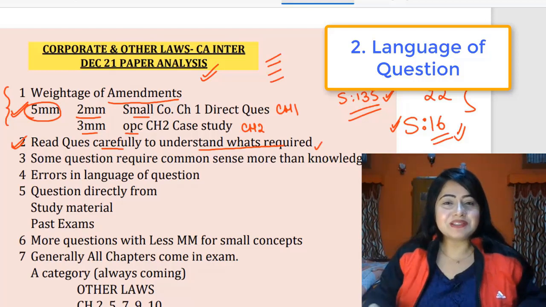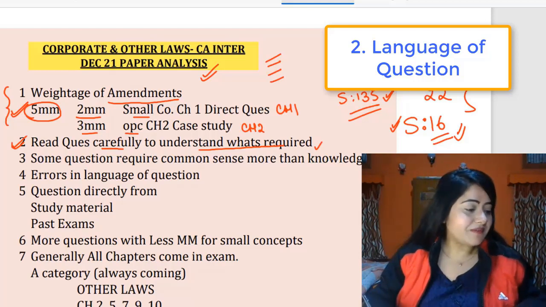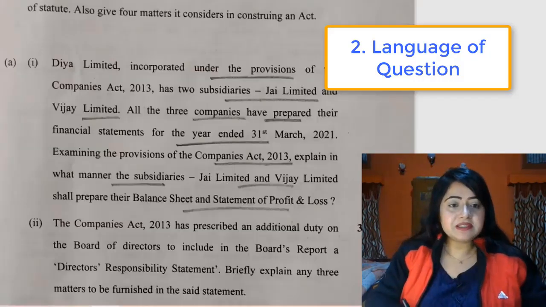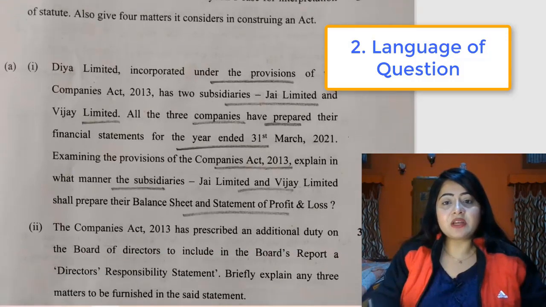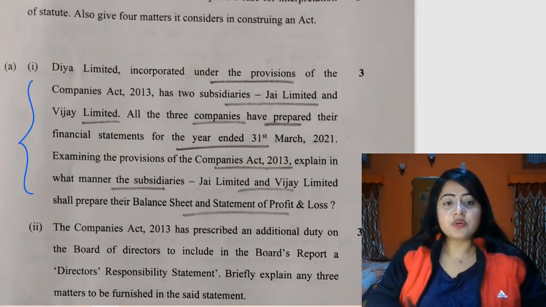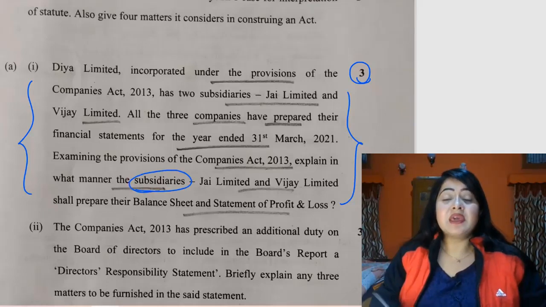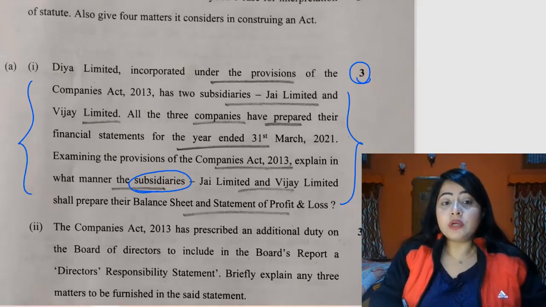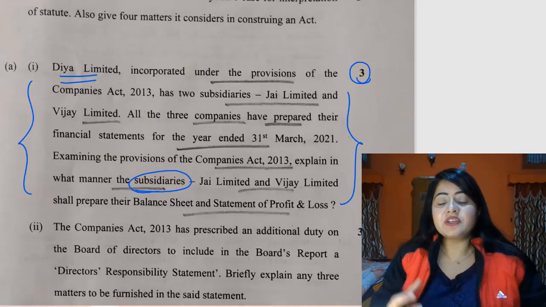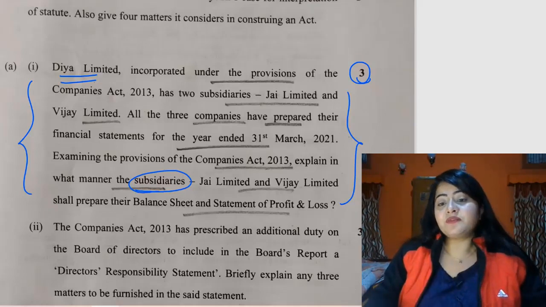Okay, so for example, let's just take one of the questions from the December 21 paper. For example, you can see this one question in your December 21 paper. Now this is a question that is coming for 3 marks. If you read this question carefully, this question is asking about the financial statement of the subsidiary companies. But if you are in a rush, you might think that in this particular question, the details relating to the financial statement of the holding company are being asked. You may confuse it with the consolidated financial statement.